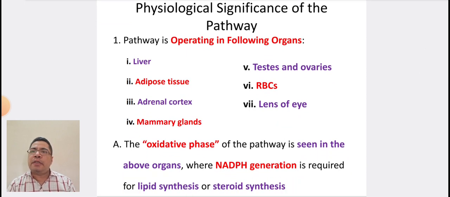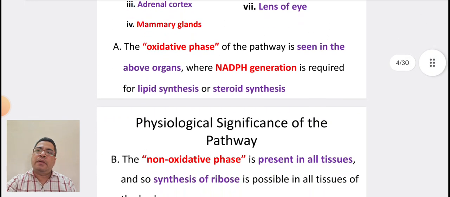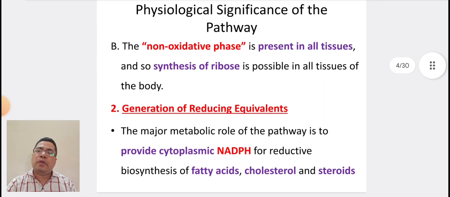The pathway is operating in the following organs: liver, adipose tissue, adrenal cortex, mammary glands, testes and ovaries, RBCs, and lens of eye. The oxidative phase of the pathway is seen in the above organs, where NADPH generation is required for lipid synthesis or steroid synthesis. Whereas the non-oxidative phase is present in all tissues, and so synthesis of ribose is possible in the body.